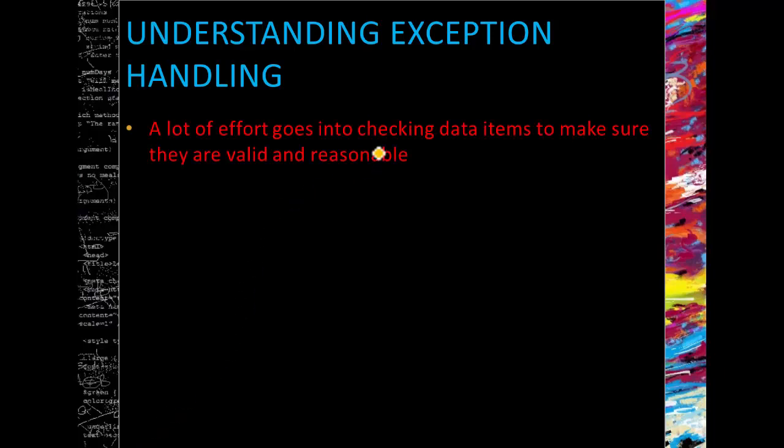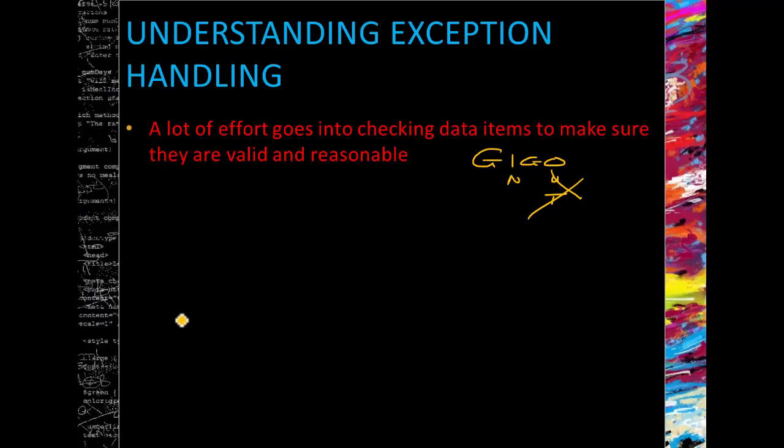It goes into checking data items to make sure that they are valid and reasonable. Remember, we've got a thing called human error in data capture. Can anyone remember what GIGO actually stands for? Yes, garbage in, garbage out. So if the user, the human, inserts incorrect data, of course we're going to have incorrect analysis of that data and an incorrect outcome.